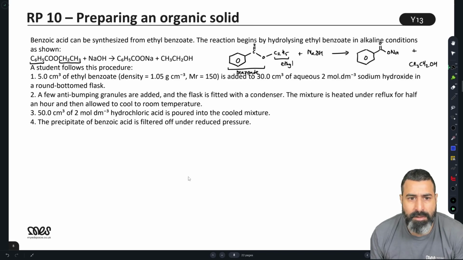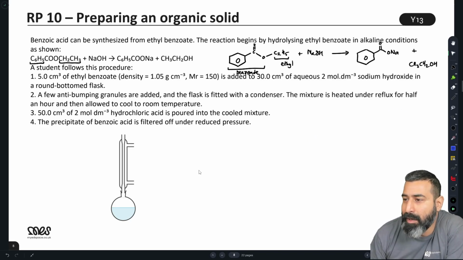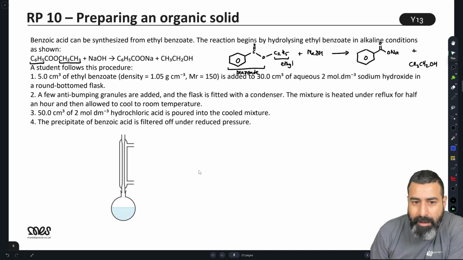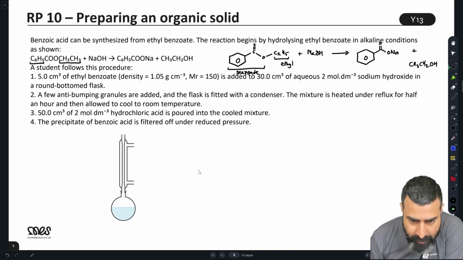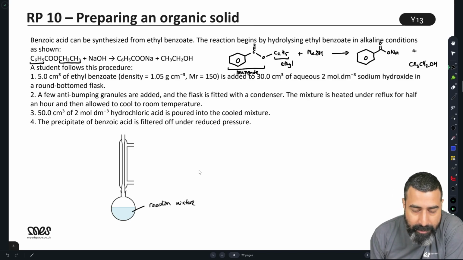So it's added to a round bottom flask, and we've got a reflux condenser as well. Let's just talk a little bit about a reflux while we're here. So we should have a reflux setup appear on the screen, and hey ho, we do. Let's talk about reflux for a second. We've got our reaction mixture in the round bottomed flask. Could be a pear-shaped flask, who cares?